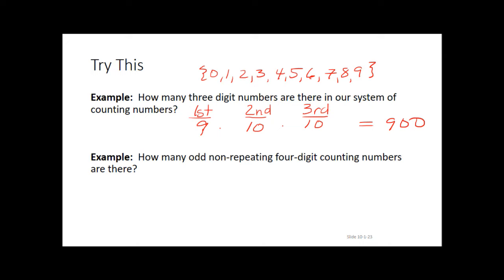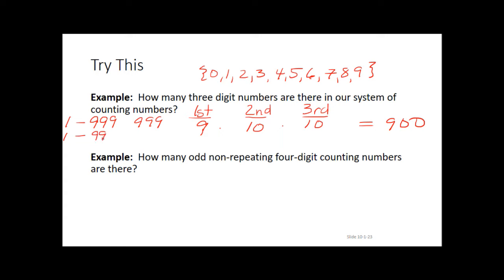Now, there's another way you could do this without using the fundamental counting principle. We know that the 3-digit numbers go up to the number 999. And so from 1 through 999, there are 999 numbers. But we don't want to include the 2-digit numbers.